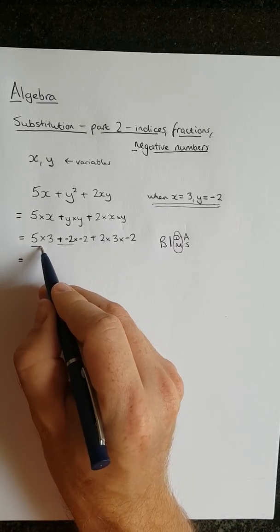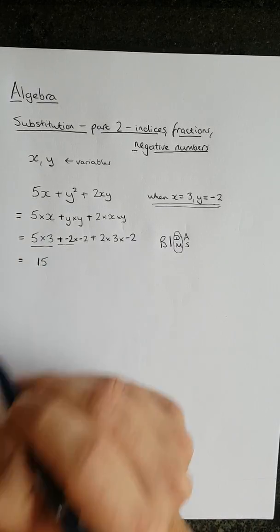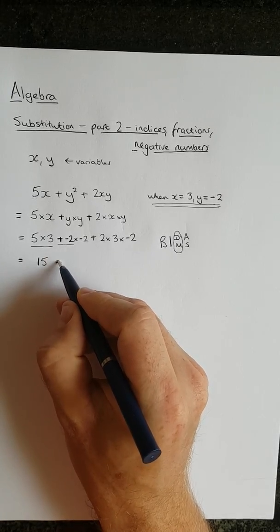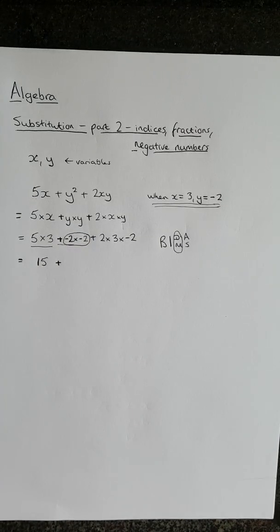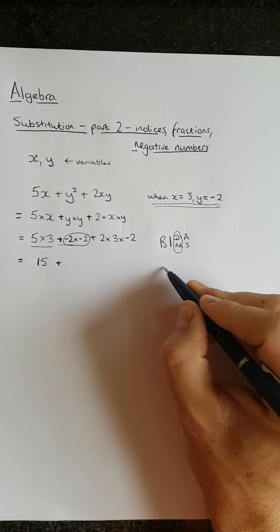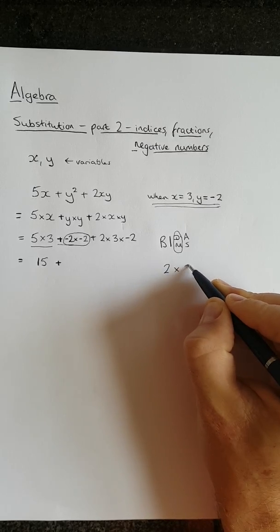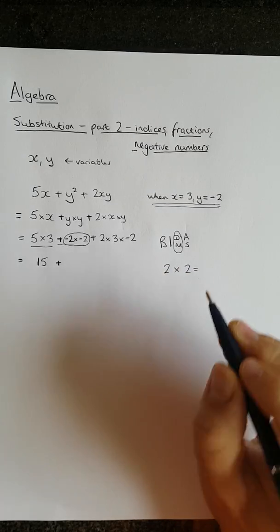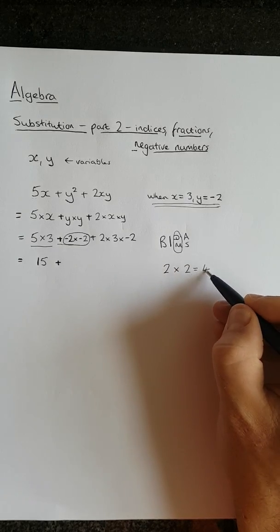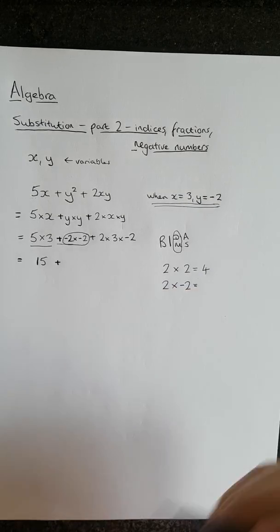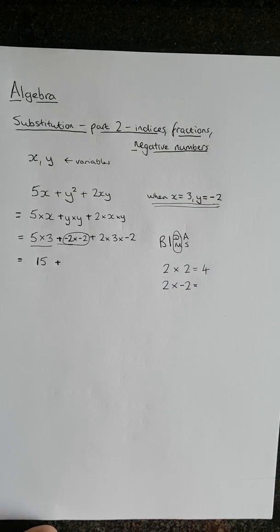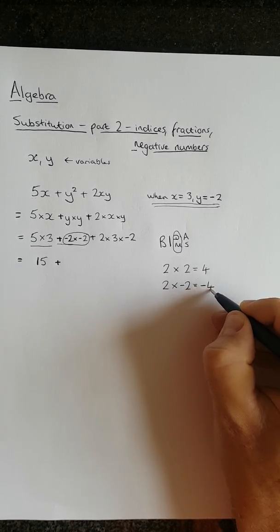So, that's 15. I'll leave the add there. I'll tackle this one next. -2 times -2. So, if you've forgotten, we'll do an example here. What's 2 times 2? It's 4. So what would 2 times minus 2 have to be? It would have to be minus 4.